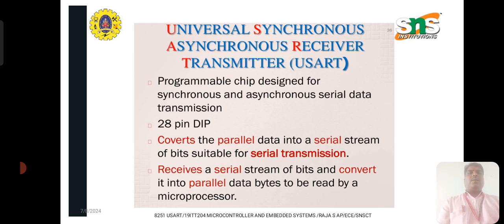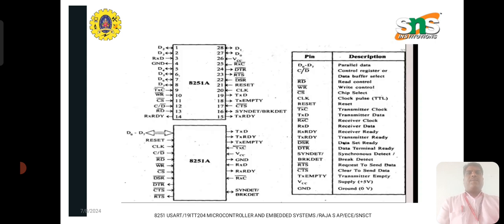The main purpose of the USART is that it converts parallel data into a serial stream of bits suitable for serial transmission. It also receives a serial stream of bits and converts it into parallel data bytes to be read by a microprocessor. Because of this, the microprocessor can take a serial input and convert it into parallel output, or vice versa. It can also take parallel input and convert it into serial output. So these are the basic blocks of this 8251.